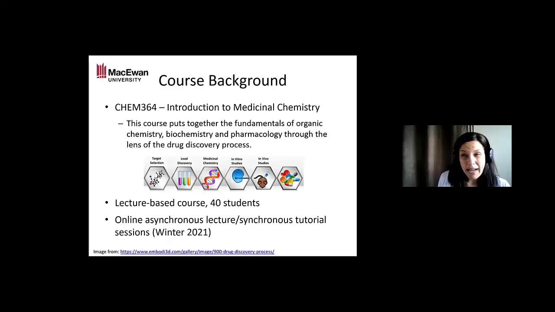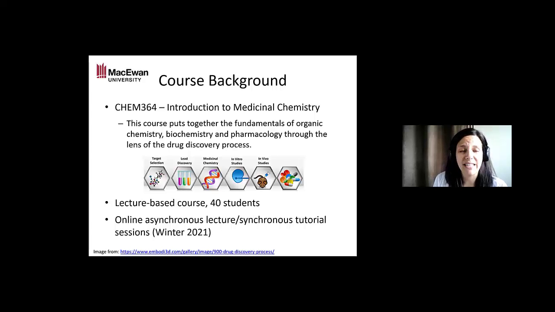So to give you a little bit of background on the course, it's a third-year course. It's an introduction to medicinal chemistry. Students are expected to have second-year OChem, and then they come from different backgrounds. I get a lot of biology students that are interested in psychology and medicine associated with that. But the main background that they have to have is intro organic.